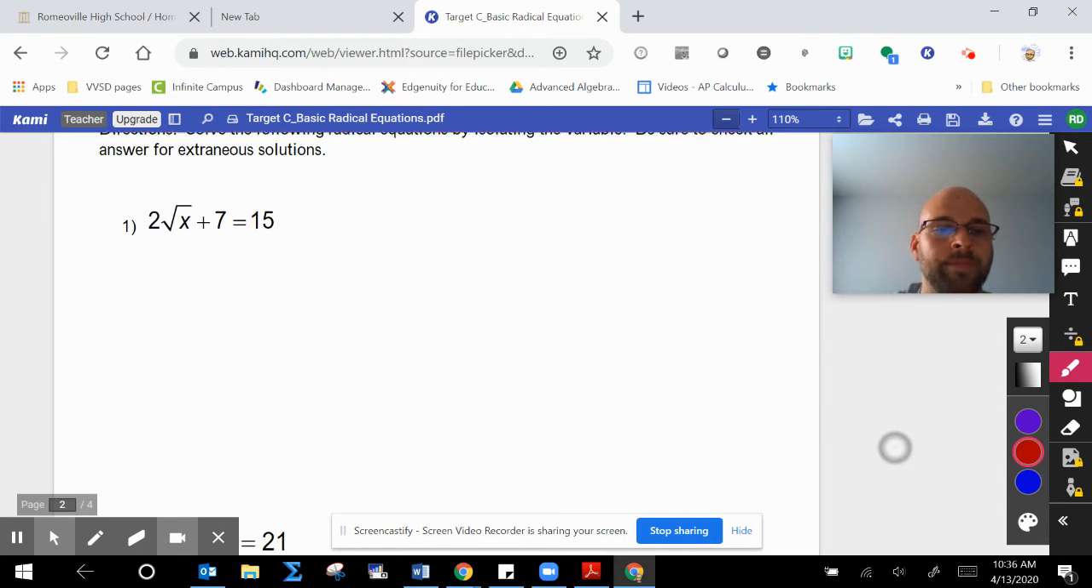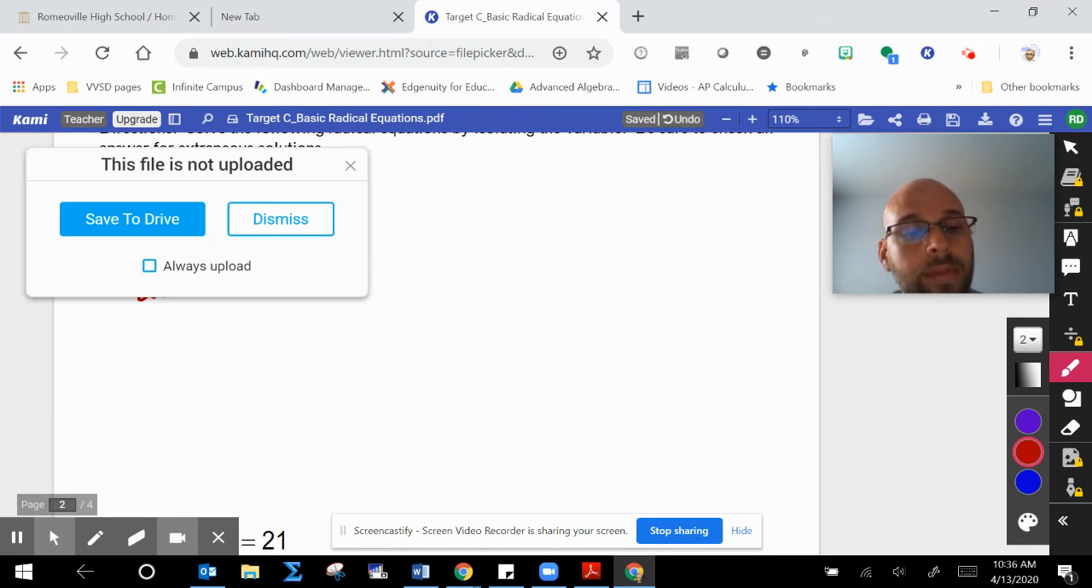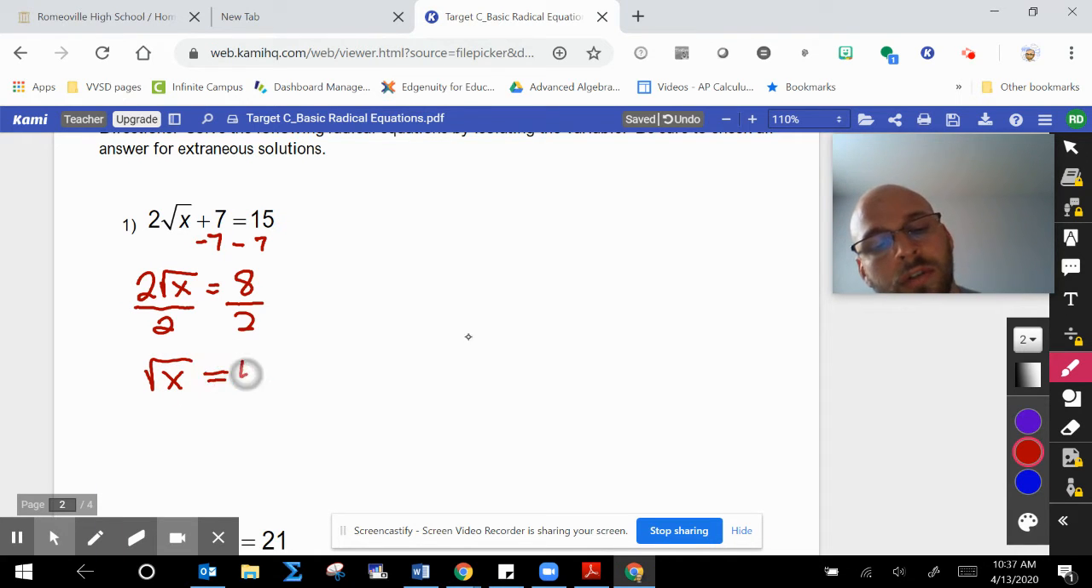So if you take a look at number one, I have 2 times the radical of x plus 7 equals 15. My goal here is to try to get this radical all by itself, and then we're going to get rid of that radical. So I'm going to subtract 7 from both sides, which gives me 2 square root of x equals 8. I'm then going to divide by that 2, which gives me the square root of x is equal to 4.